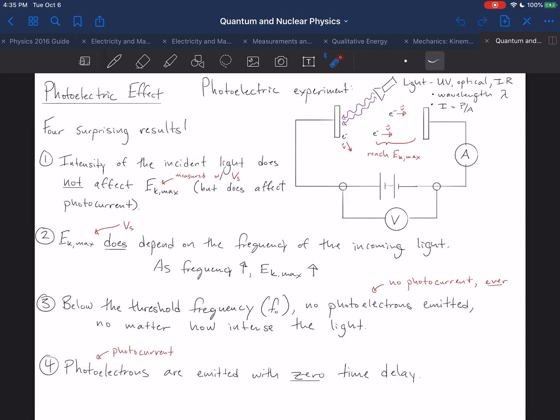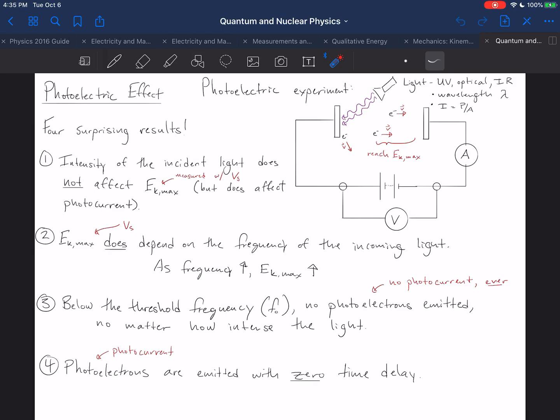So, as it turns out, the intensity of the incident light does not affect the maximum kinetic energy of the electrons, but it does affect the maximum photocurrent. Remember that we're measuring the maximum kinetic energy with the stopping voltage. And so if you crank up the intensity of the incident light, you do not affect the maximum kinetic energy of these electrons. And naively, that's a little bit strange. We will talk about why in a bit.